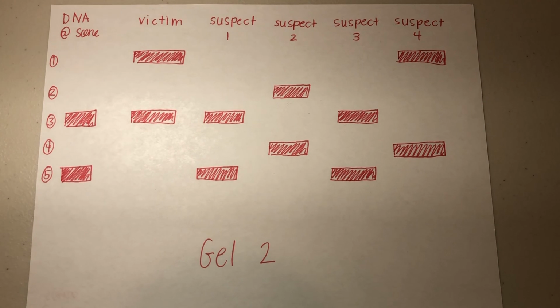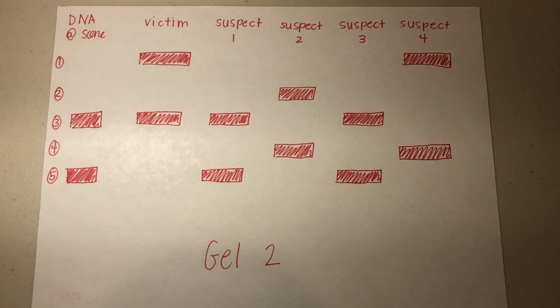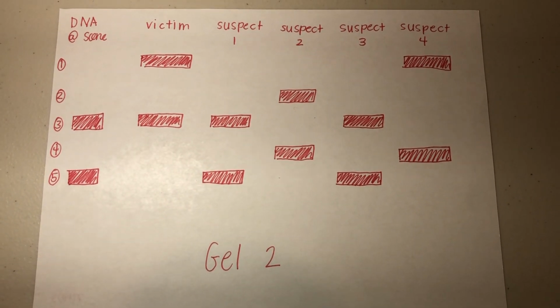This means that Casey, Gibbs, and the NCIS team can conclude that suspect 1 was at the scene of the crime.